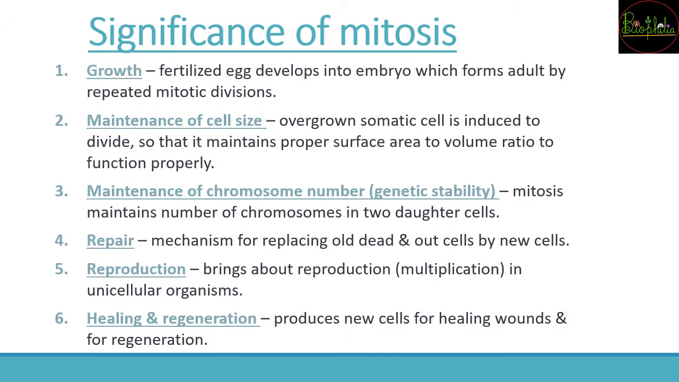So with this we completed mitosis, exactly how it happens and what differences occur in the phases. But now that we have studied how mitosis occurs, why does it occur? So what is the significance of mitosis? Let's understand it. Because of mitosis, first of all, there is going to be growth.